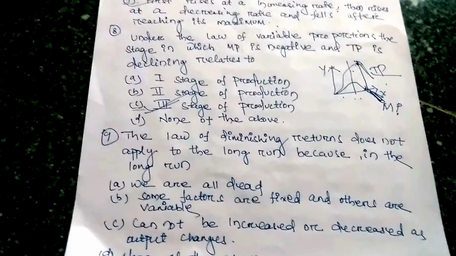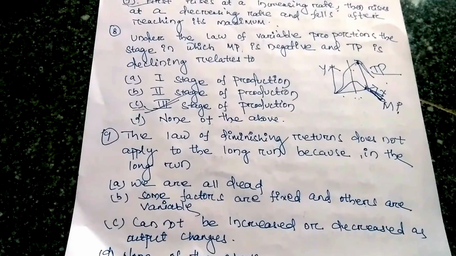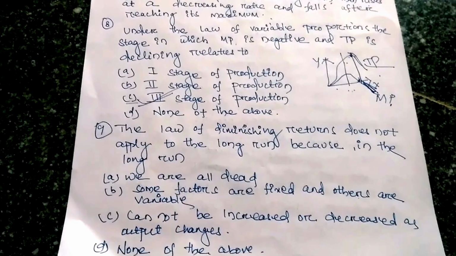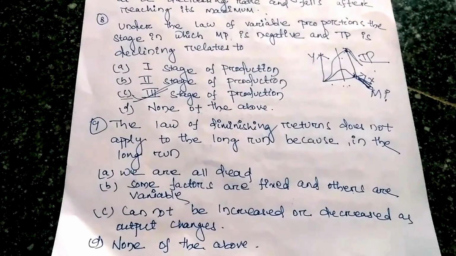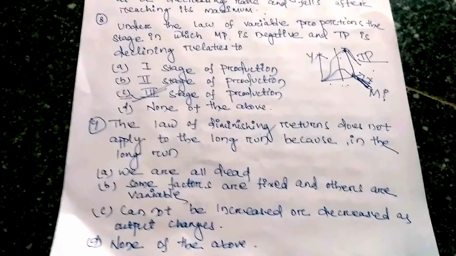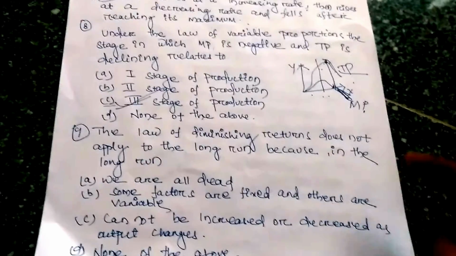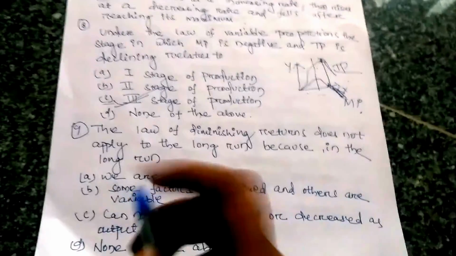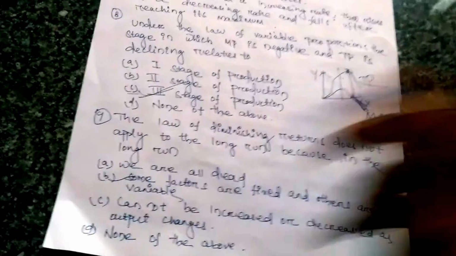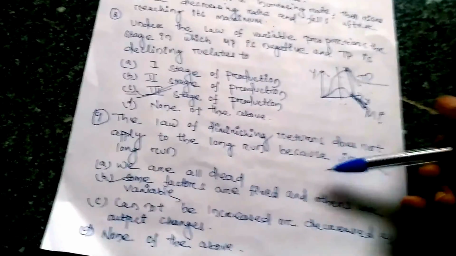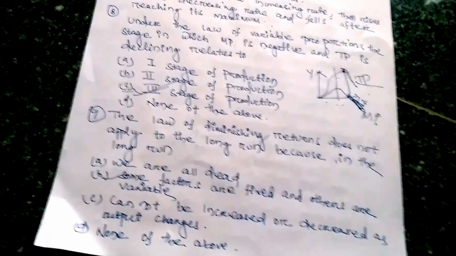The law of diminishing returns doesn't apply in the long run, because in the long run, what happens? We are all dead. The options are: some factors are fixed and some others are variable, cannot be increased and decreased, output changes, and none of the above. In the previous 2 to 3 questions we discussed the same: some factors are fixed and some other factors are variable. You have to remember that many times these types of twisted questions are there. Thank you.